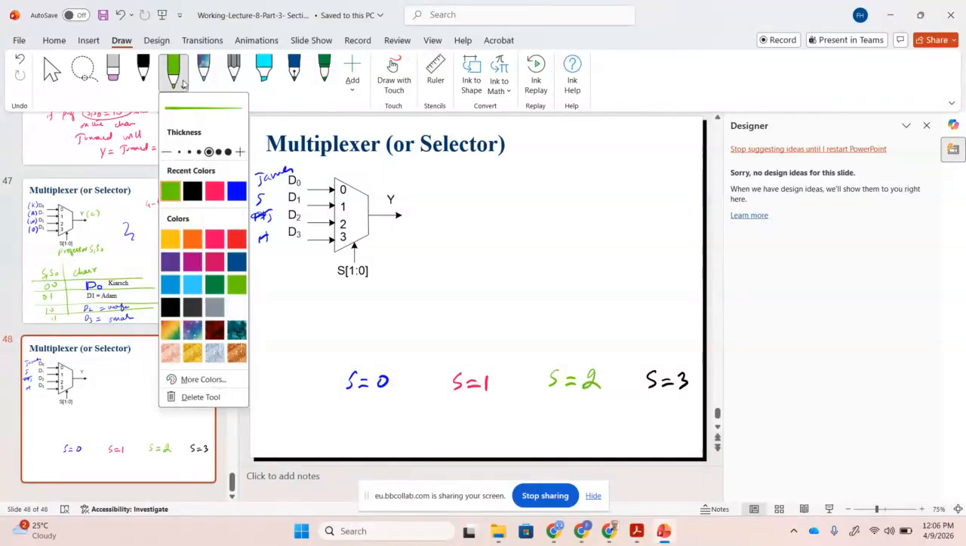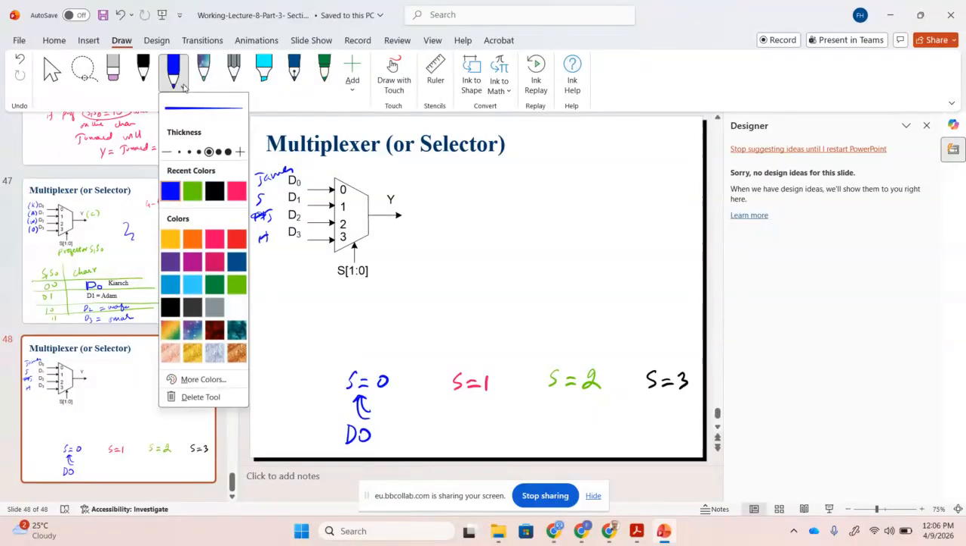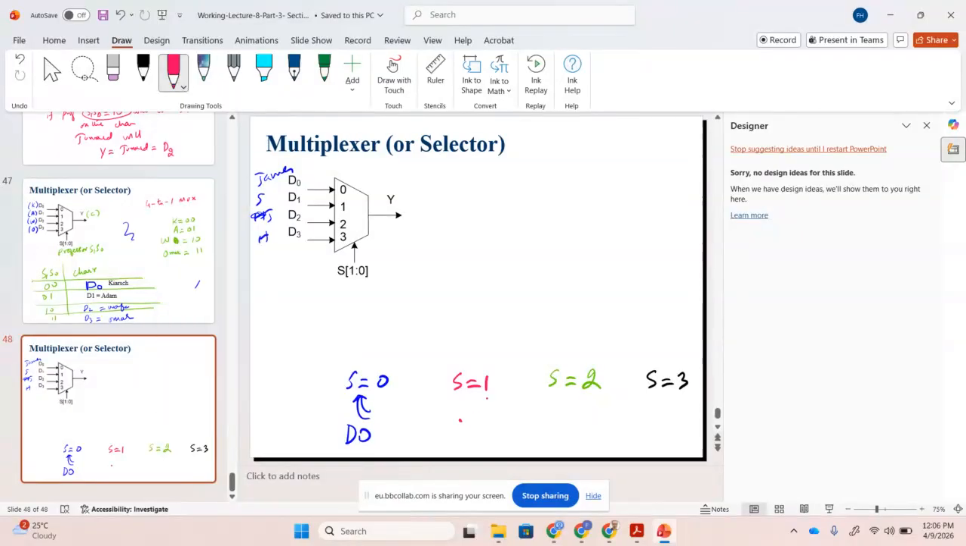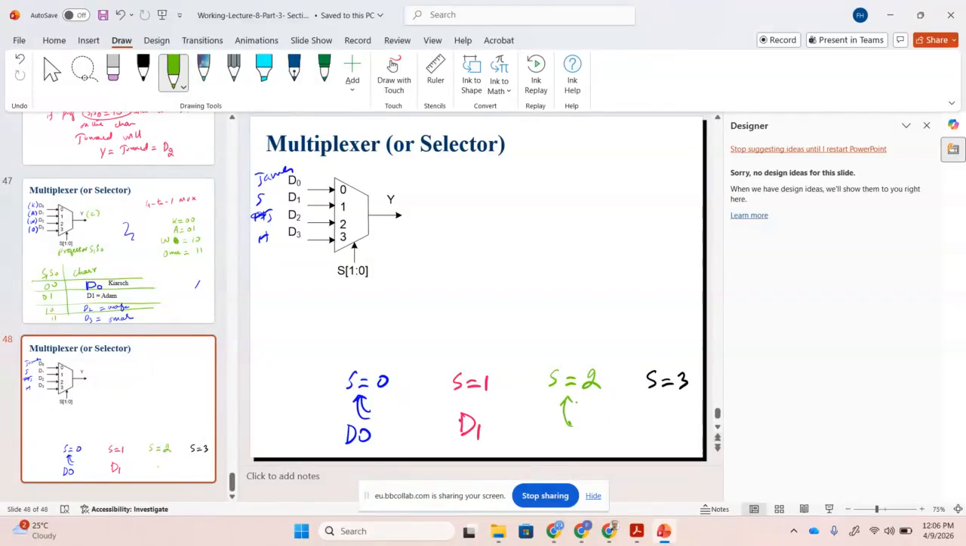If S is equal to 0, who will sit on the chair? Help me. Answer me. James, or D0. The index is 0. If S is equal to 1, who will sit? Shama, which is D1. And if S is equal to 2, Junaid. And if S is equal to 3, Hamad.